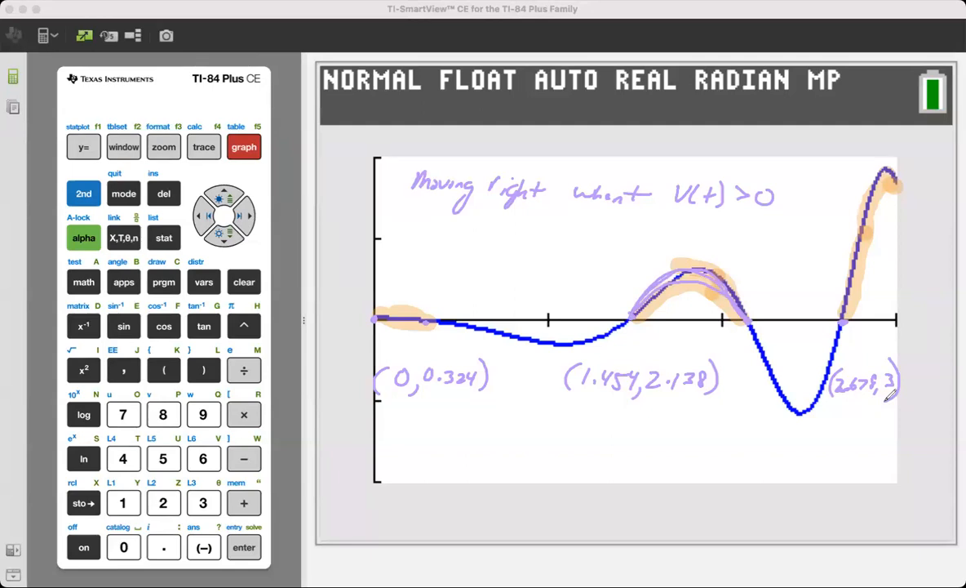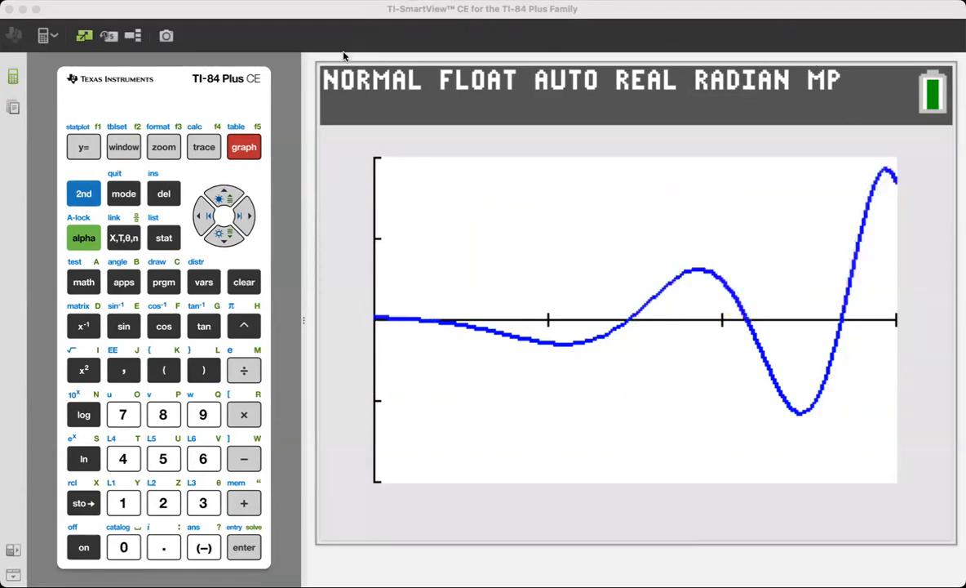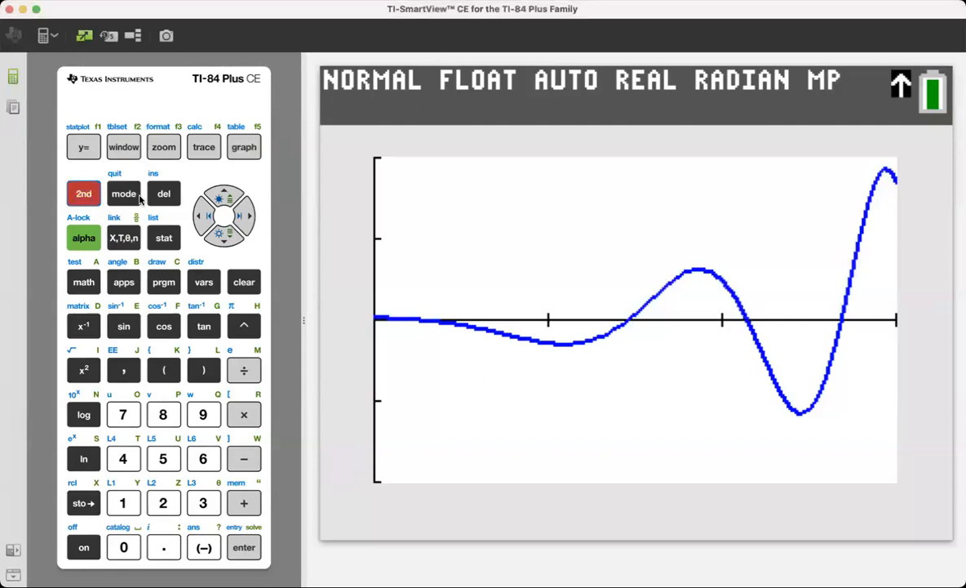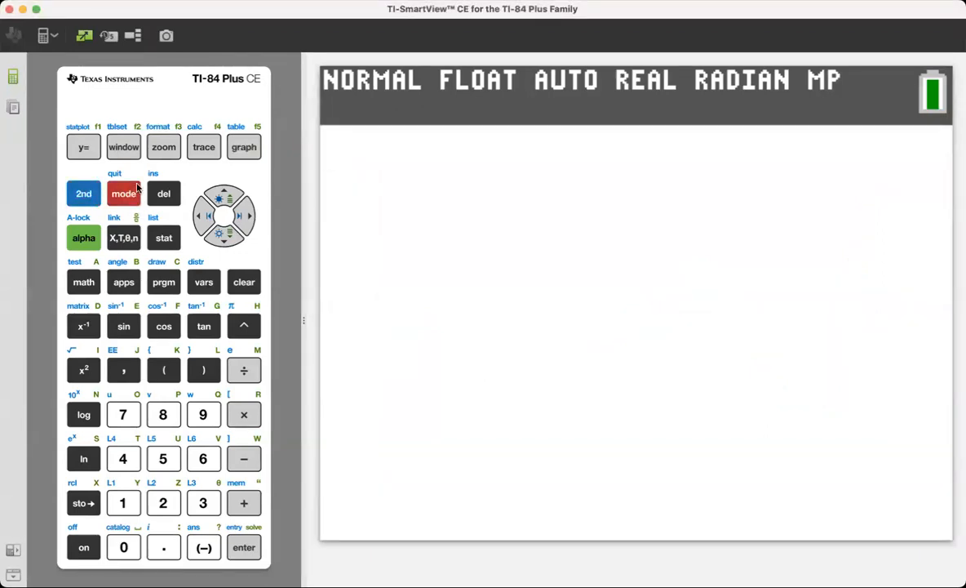Okay, moving on to part F. What is the acceleration of the particle when t equals 2? Well, since we were given the velocity function, to evaluate the acceleration, we need to take the derivative of the velocity. So to do that, I'm going to go back to the home screen, which is second mode, quit. And we're going to take the derivative of the velocity to look at acceleration.